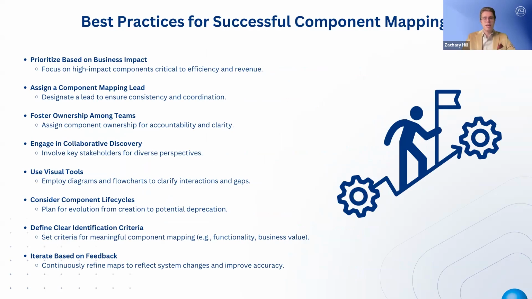Use visual tools like diagrams to map interactions and uncover gaps. Plan for each component's lifecycle from creation to eventual deprecation, ensuring long-term relevance. Establish clear criteria to identify meaningful components, such as their functionality or business value. And finally, remember to iterate, refine, and regularly update your maps to reflect system changes and maintain accuracy.